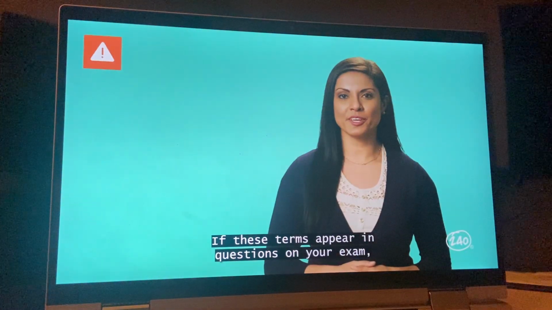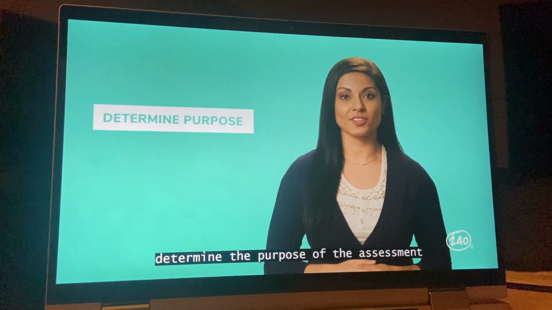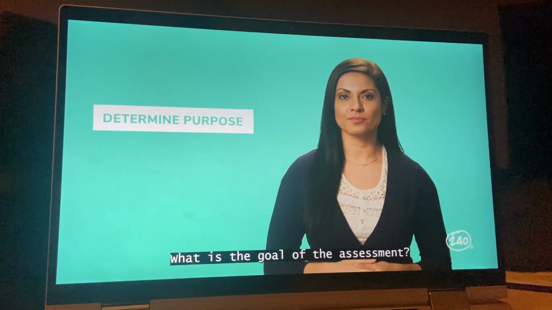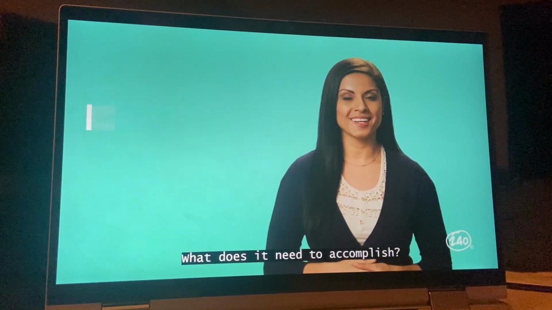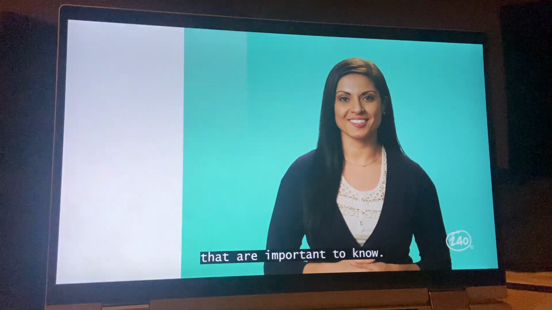If these terms appear in questions on your exam, determine the purpose of the assessment to guide you to the best answer. What is the goal of the assessment? What does it need to accomplish? Let's go over a few more assessment terms that are important to know.